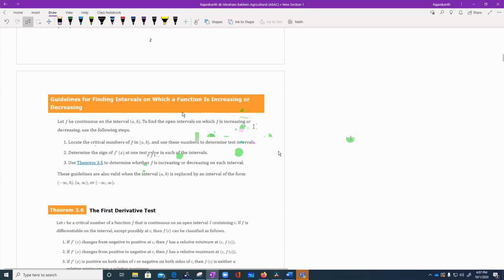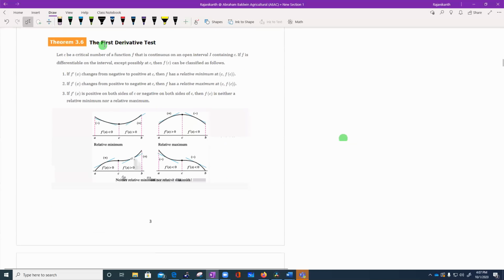Okay. Now the next one is called the first derivative test. We use the first derivative test to identify whether the function has a relative maximum or minimum. Remember the definition of relative maximum and minimum? If you take a small open interval, and you can find a minimum value or maximum value of the graph within that open interval, then the function has a relative minimum or maximum.